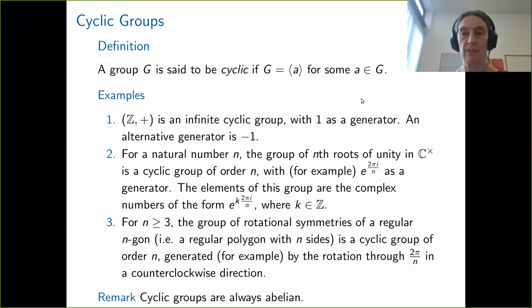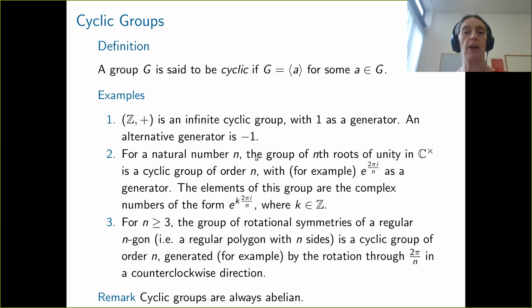Every integer is either the identity element, 0, or it's 1 added to itself a number of times, or it's minus 1 added to itself a number of times. An alternative choice for generator there is minus 1. That does the same job, generates the full additive group of integers, but no other integer besides 1 or minus 1 will do it.